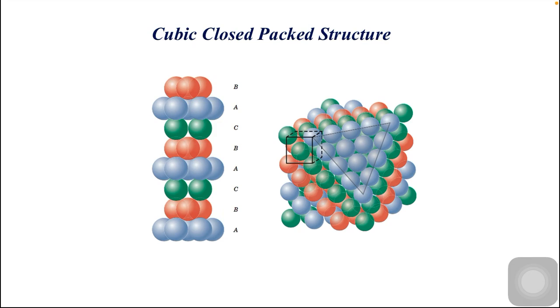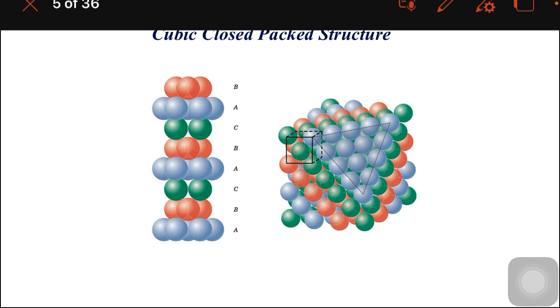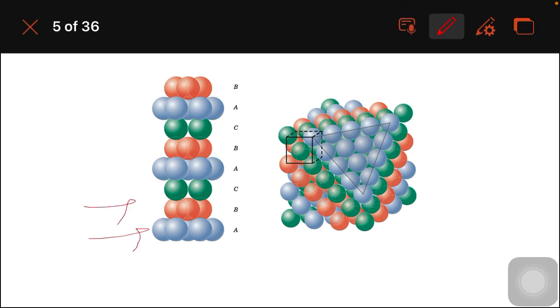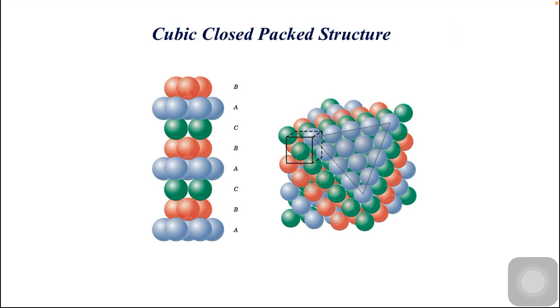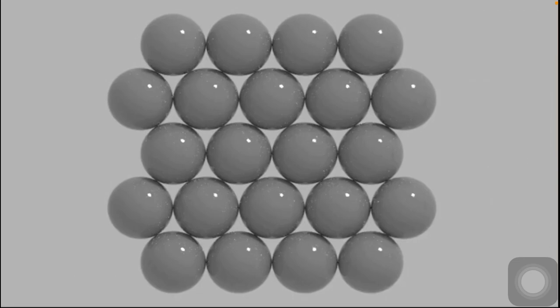If we compare this stacking with cubic close packing, then in the cubic close packed structure, atoms are arranged in ABC type. And this is the unit cell for the cubic close packed structure, which is a face centered structure. To understand the stacking of atoms in these two close packed structures, let's start with the first layer and first discuss hexagonal close packing.